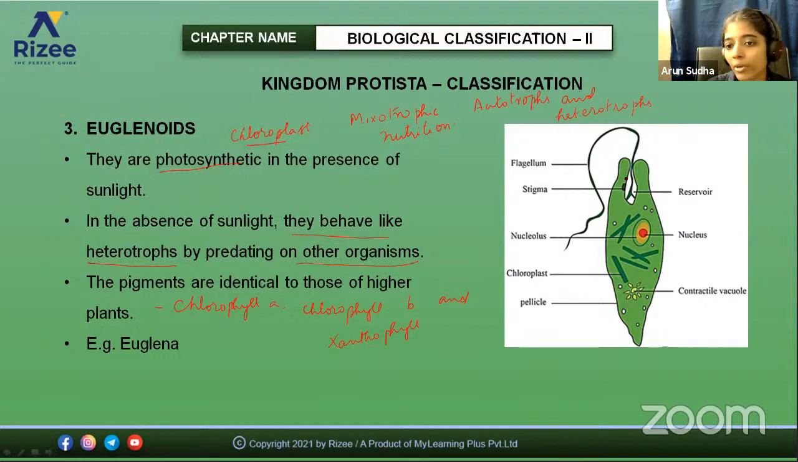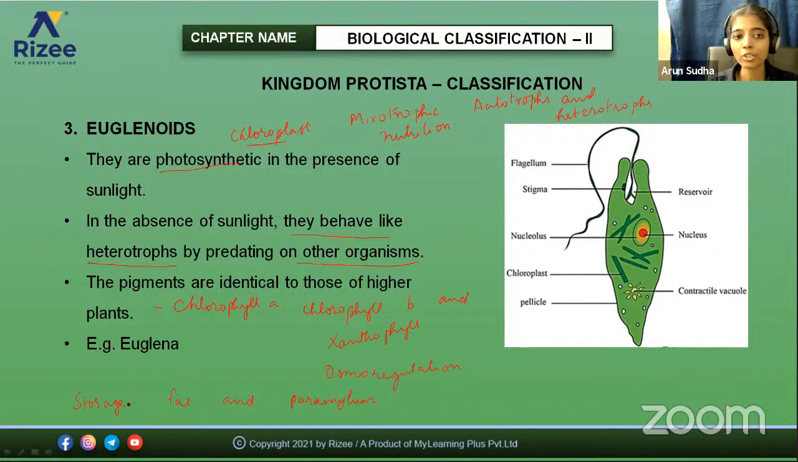This cavity is called the reservoir. The flagella arise from this cavity, and the small flagellum resides within this cavity. And there are the contractile vacuoles, which are responsible for osmoregulation, that is, maintenance of fluid and electrolyte balance in the body. The main storage form of food here is fat and also a substance called paramylon. It is stored as fat and paramylon.